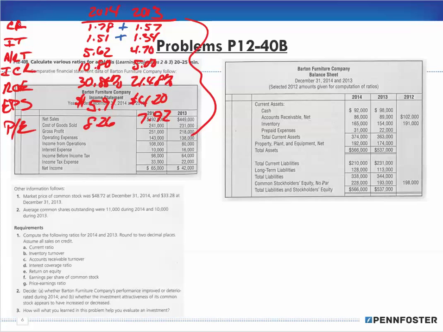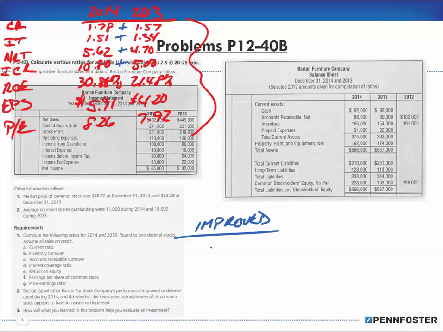Now, what does each particular ratio mean? What does the current ratio mean? It's my current assets over my current liabilities, which means I have more assets to pay off my liabilities. I'm turning over my inventory a lot quicker. With my accounts receivable turnover, I'm getting customers to pay a lot more quickly because that increased. They're paying a lot quicker, okay? And my interest coverage ratio means I have enough money to be able to pay the interest. So all four of those factors increased. So I would say that for Barton Furniture, its performance improved from 2013 to 2014.